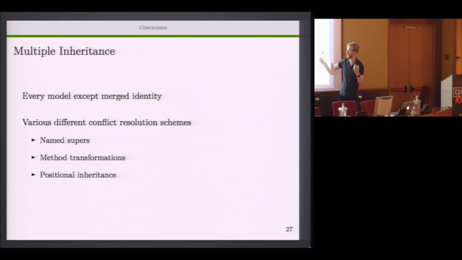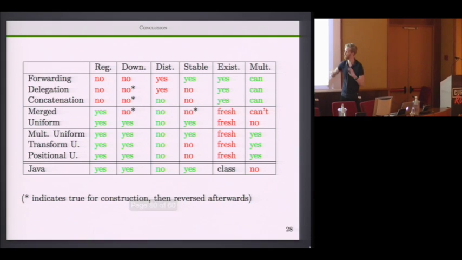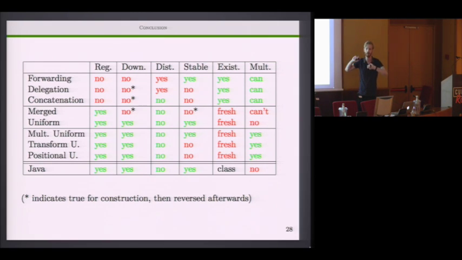So we've done multiple inheritance. We've also done a series of method conflict resolutions. And the problem is that we get to this table and there's nothing really that is entirely green all the way across. The registration, the down calls, the point is that there's no good solution that solves all of these problems.